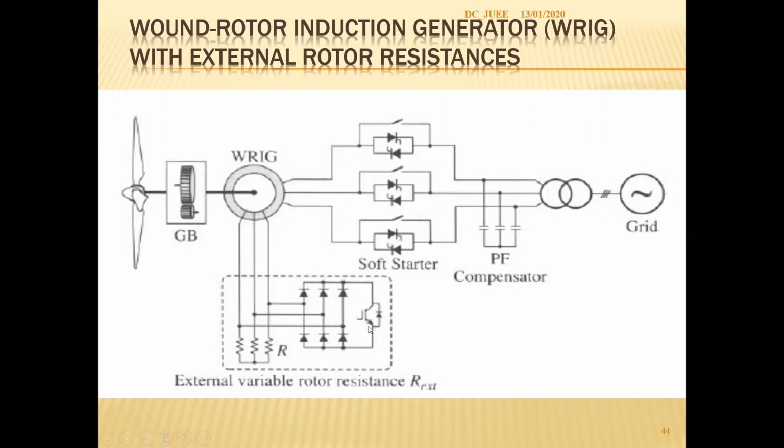That means another 10-15% of speed range can be increased. Okay, so this was a crude method. Here the resistance would have incurred some losses and the overall efficiency of the system would decrease. So therefore, this was the primitive idea.